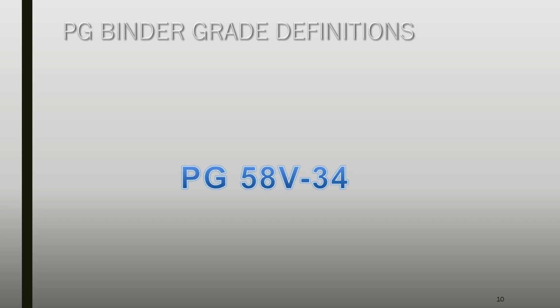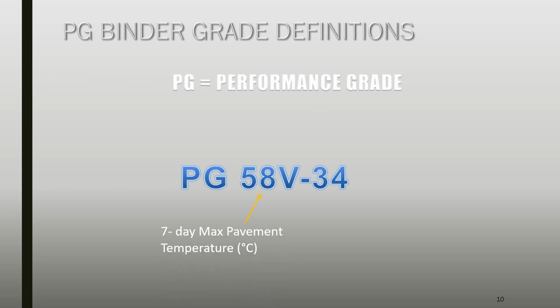Now I will go over some of the naming conventions on PG binders. PG stands for performance grade. The first number shows the pavement maximum average temperature rating for 7 days. The letter that follows stands for the type of traffic loading the binder is used for. In this case, it is V for very heavy. The last number shows the 1-day minimum pavement temperature the material is rated for. In this example, it is negative 34 degrees Celsius.